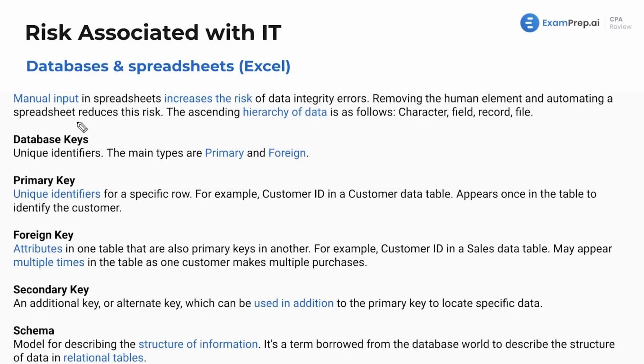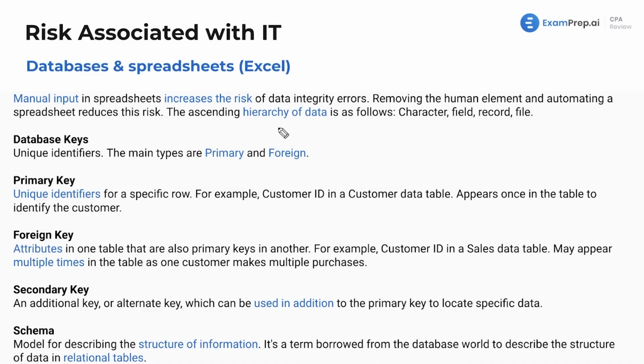Let's talk about some important points that we'll need to know here. Manual input in spreadsheets increases the risk of data integrity errors. That's nothing new, we knew that, right? We knew that human error sucks. But automation is much more efficient. So removing the human element and automating a spreadsheet reduces this risk.